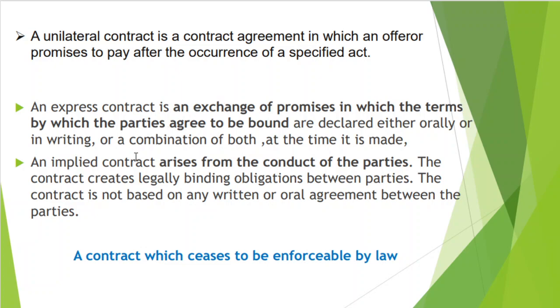The other one is implied contract. Implied means it is inferred, or it arises from the conduct of the parties, the behavior of the parties. The contract creates legally binding obligations between the parties. The contract is not based on any written or oral agreement between the parties. So, implied contract arises from the conduct of the parties. So when you go through the options, we can see that the correct answer is: void contract is a contract which ceases to be enforceable by law.